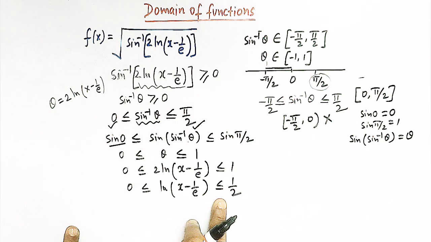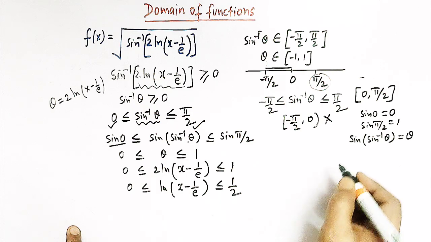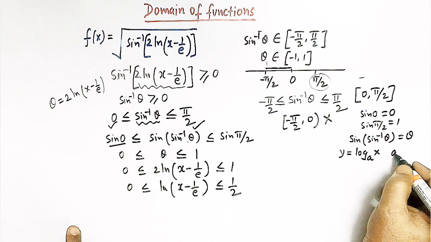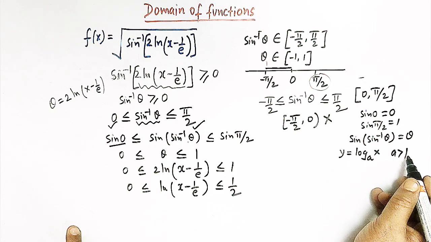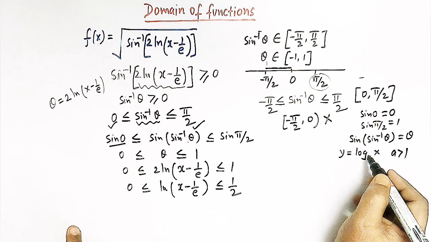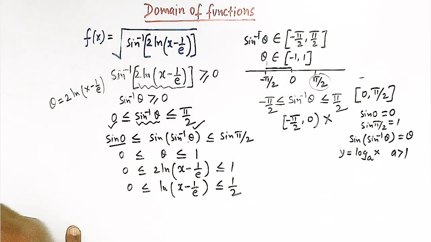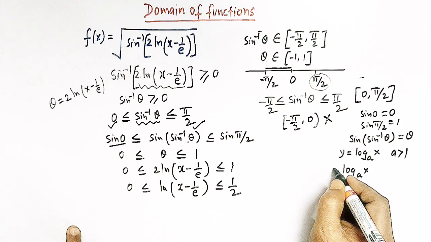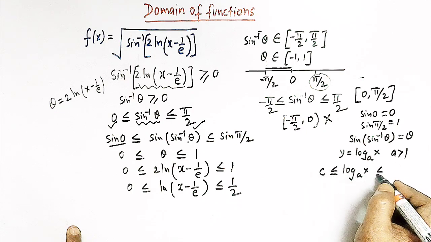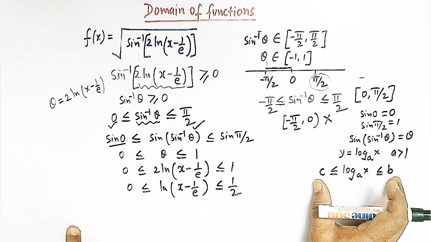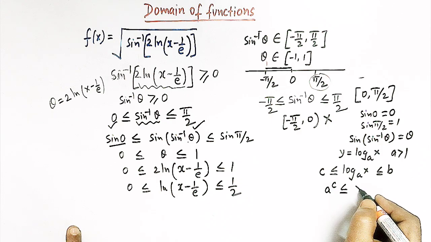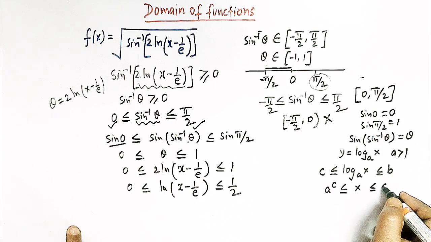So now to solve this inequality, we have to make use of an important concept. See this function, y is equal to log of x to the base a, where a is greater than 1. If a is greater than 1, then this function is an increasing function. So here we have this inequality, log of x to the base a is greater than or equal to c but less than or equal to b, then the solution of this inequality can be written as a raised to c less than or equal to x, less than or equal to a raised to b.